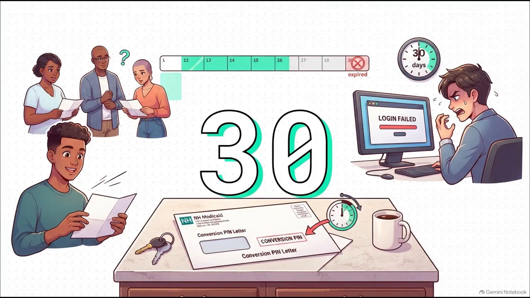Now, I want you to really remember this number, 30. When the state mails you that unique registration PIN, often called a conversion PIN letter, the clock starts ticking immediately. That PIN expires in exactly 30 days. This is a massive pitfall for so many applicants.